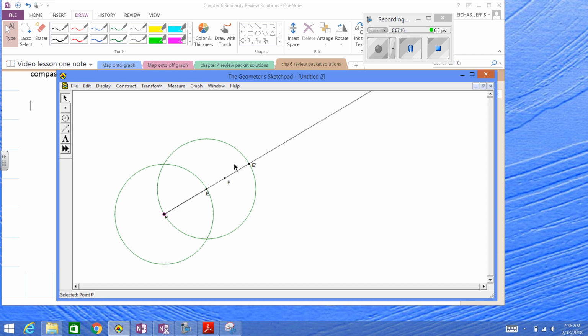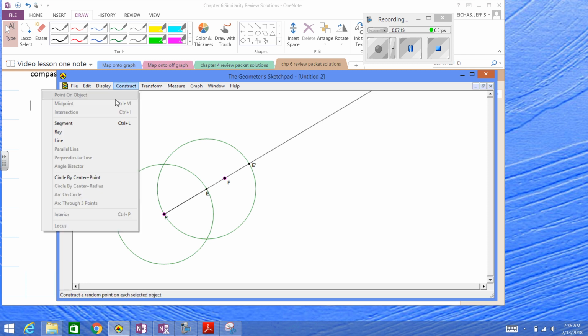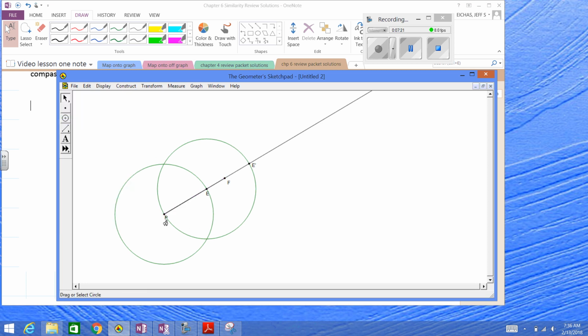All right, now for F, it's a whole different ballgame. So we go to E to F, construct that segment. You're going to put your compass tool there. Okay, find the radius that passes through F and draw another circle.